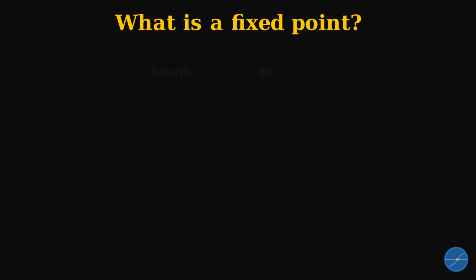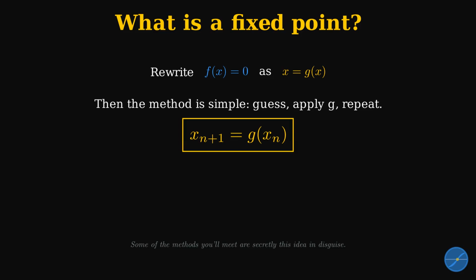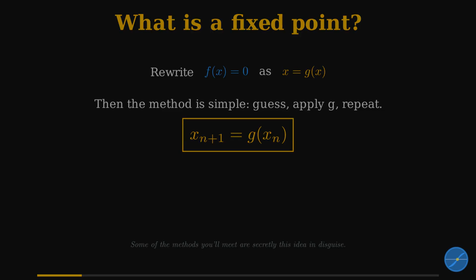Here's the move that powers everything. Rewrite f of x equals 0 as x equals g of x. Then the method couldn't be simpler. Guess a value, apply g, and repeat. Formally, x n plus 1 equals g of x n. Each output gets fed back in as the next input. Keep this in mind: several methods you already know are secretly this idea in disguise.